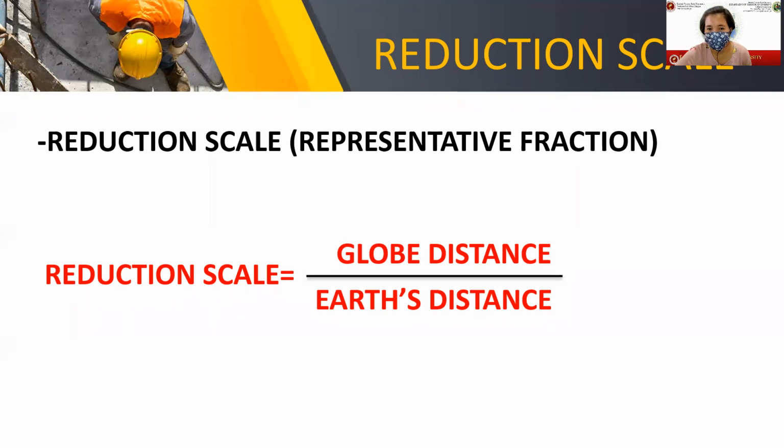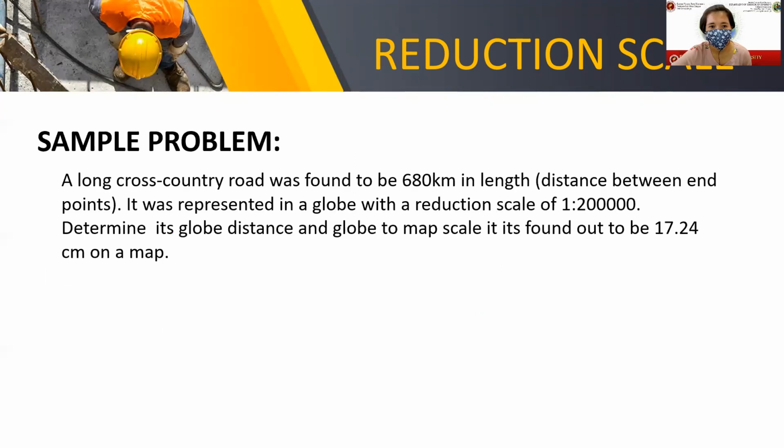This is given by the formula: the globe distance over the earth distance. When you say the globe distance, the object, the globe itself, the representation of the globe, and over the earth distance. This is the corresponding distance that we can measure on a globe and the corresponding distance on the surface of the earth. So we can determine the scale by just dividing the globe distance over the earth distance. I have here a sample problem on this one.